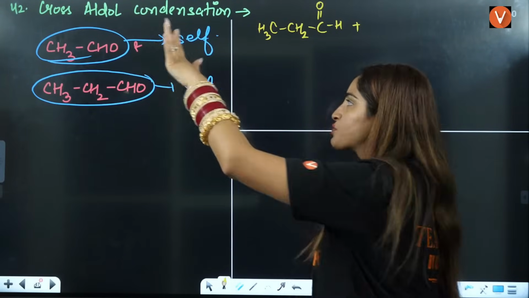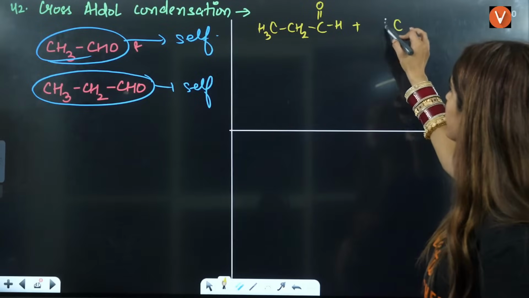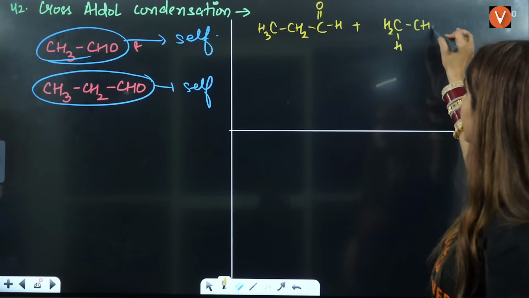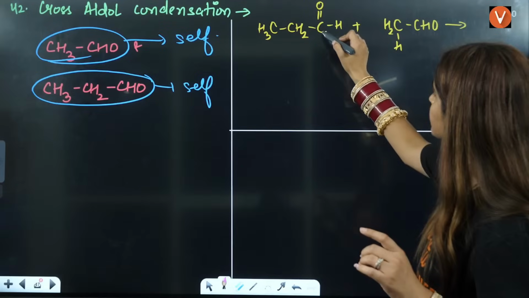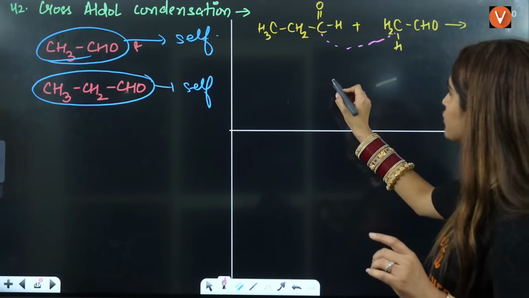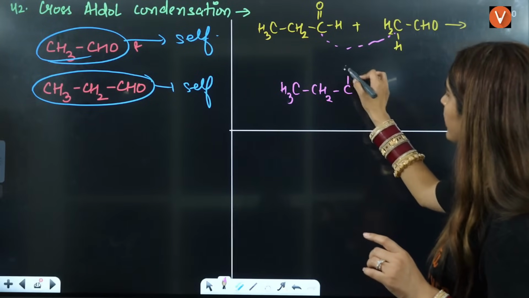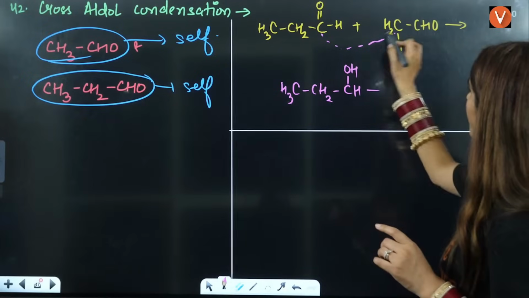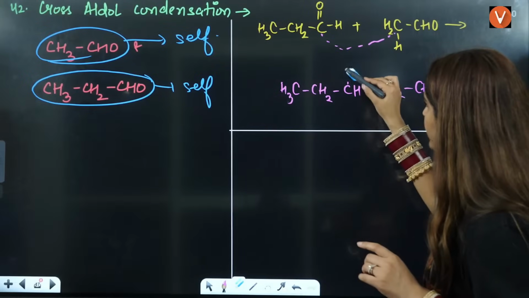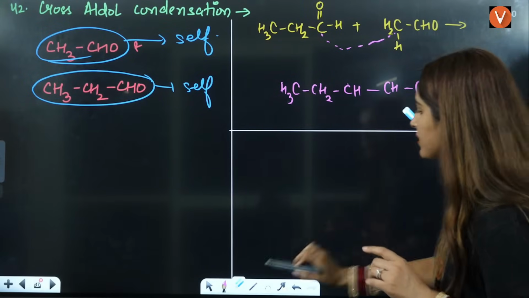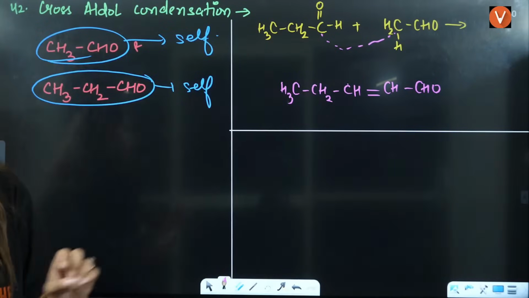Now you are doing the cross product. So if I keep the carbonyl carbon of this molecule open, then this alpha hydrogen will be open. CH2, H, this is CH2. Right? After that, this carbonyl carbon is attached to the alpha carbon. So this is CH3, CH2. This carbonyl is converted to OH. This is H. This is joined to CH2 and this is CHO. Now you take out OH from this side. You take out H from this side. Make a double bond here and hence this is the final answer that you will get.